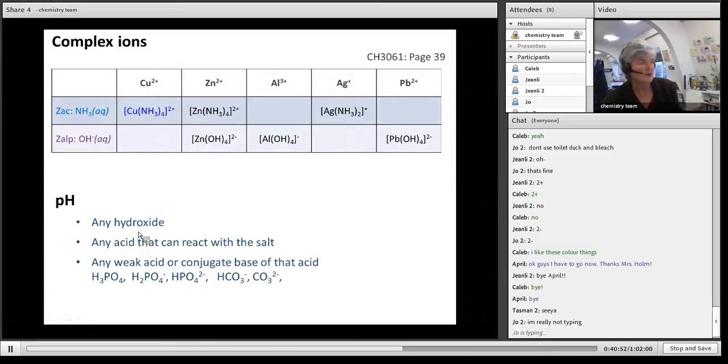Hydroxides again, we had hydroxides here because of complex ions. Here it's hydroxide with pH. So sometimes they might give you something and you need to remember that it's both complex ion and pH that's coming into it. It depends on the question. So anything which is a conjugate base of a weak acid: carbonate, hydrogen carbonate, hydrogen phosphate, dihydrogen phosphate, and phosphate. That's an acid, it can't be a conjugate base, so okay. Right.